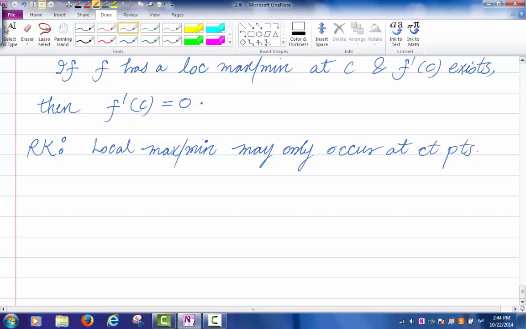So if I want to find all the local max and local min values of a function, the first thing I do is find the critical points, and those are the only possible locations of the local max and local min. And once I find the critical points, I have to determine whether at each point I have a local max or a local min, or maybe neither. Okay, and we're going to see that later. Is everybody okay with this? Okay.